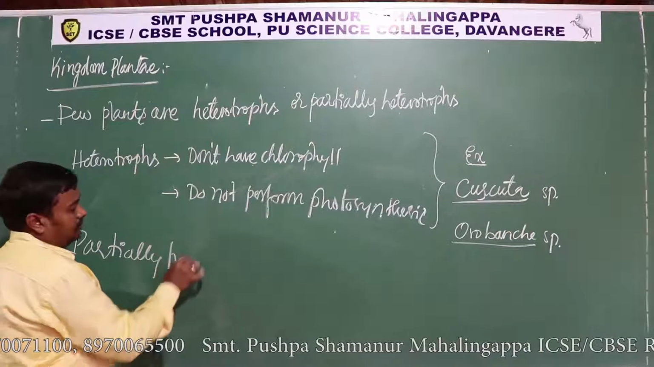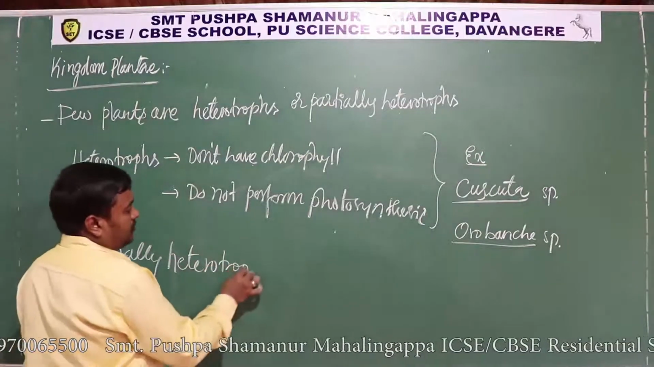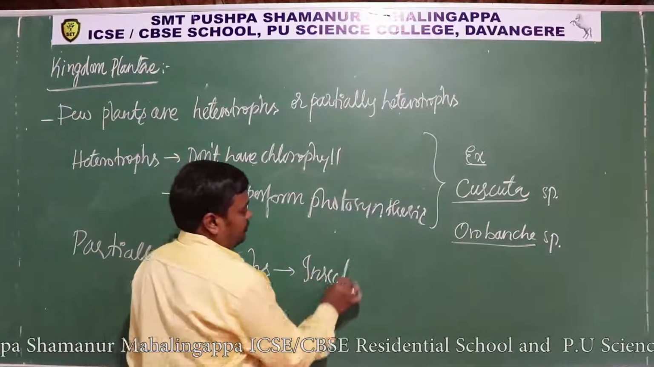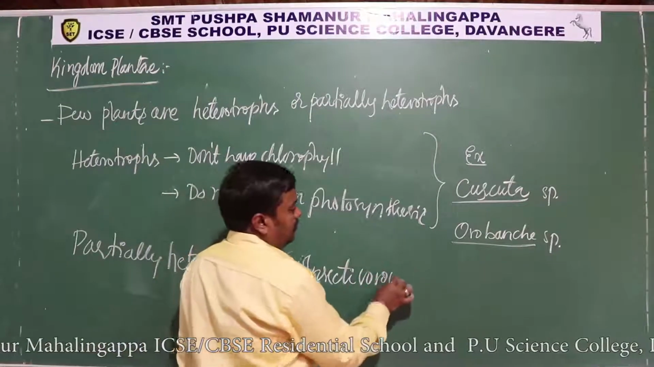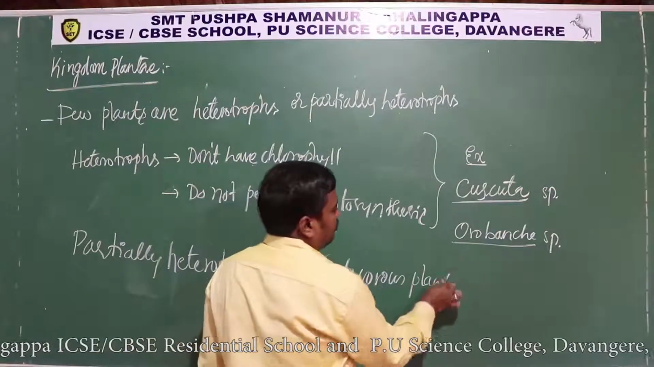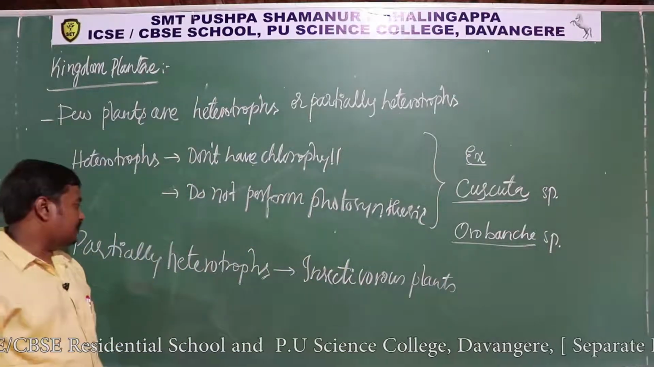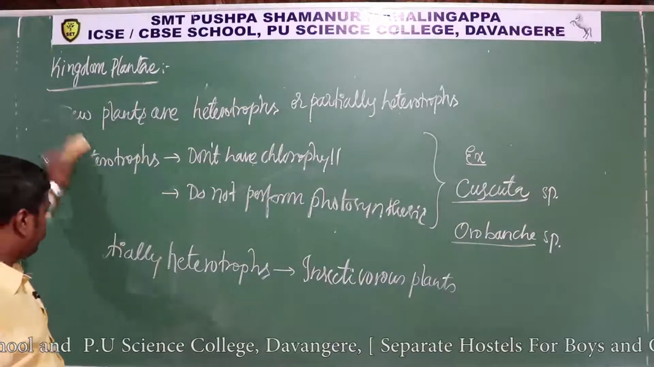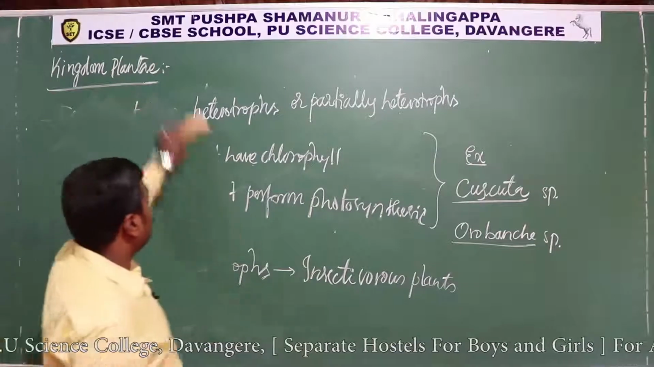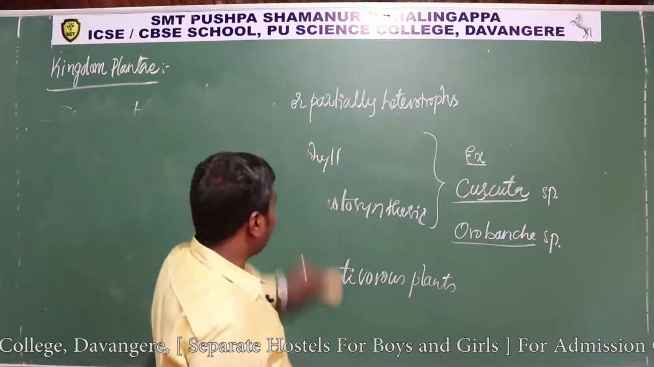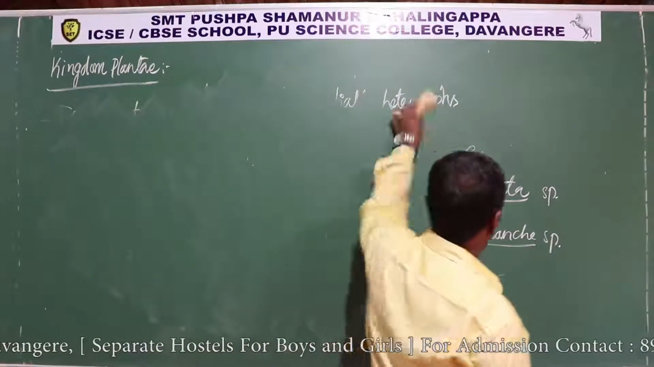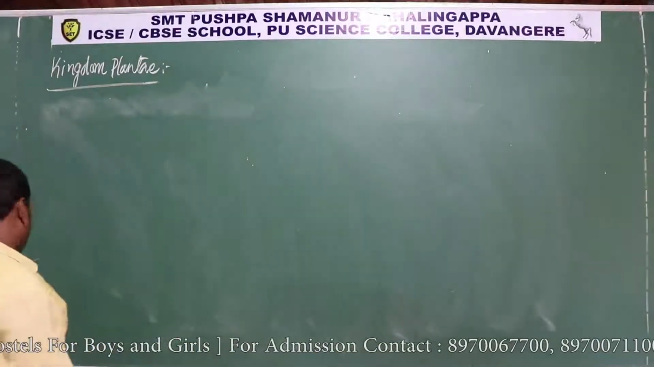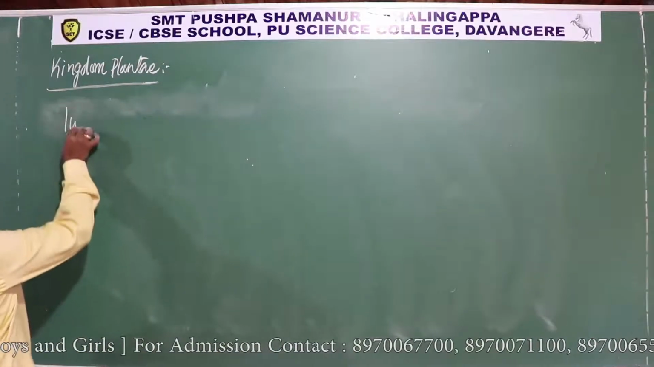Then partially heterotrophs. Partially heterotrophs are usually insectivorous plants. Okay, so insectivorous plants are examples for partially heterotrophic plants. We are going to study in detail in the morphology chapter about insectivorous plants, where the leaf, the photosynthetic part, is modified into different structures to capture insects.